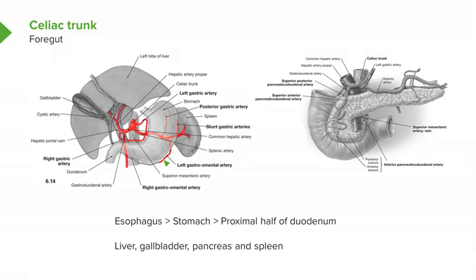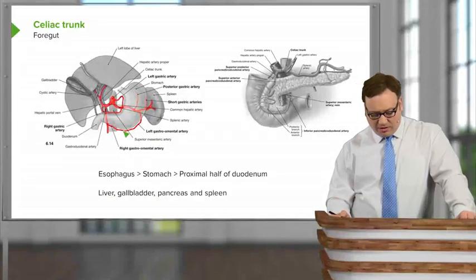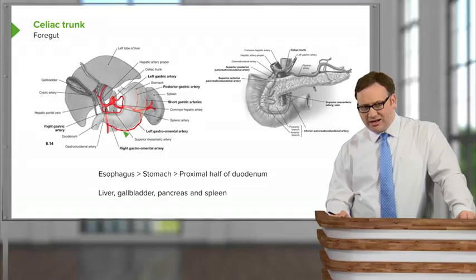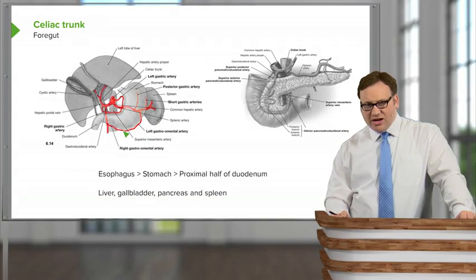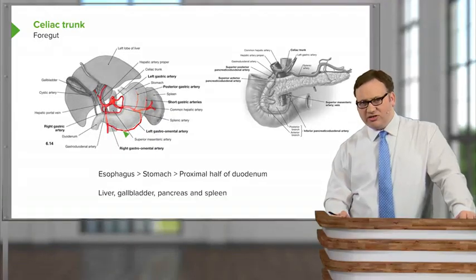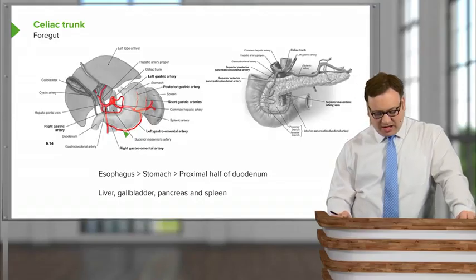gastroepiploic artery. The left gastroepiploic artery runs along the greater curvature of the stomach, and this is going to actually anastomose, form another anastomotic loop with the right gastroepiploic artery, and this gastroepiploic artery comes from the gastroduodenal that I mentioned. So we can see that the coeliac trunk gives rise to two anastomotic rings of arteries that supply both the lesser curvature and the greater curvature.